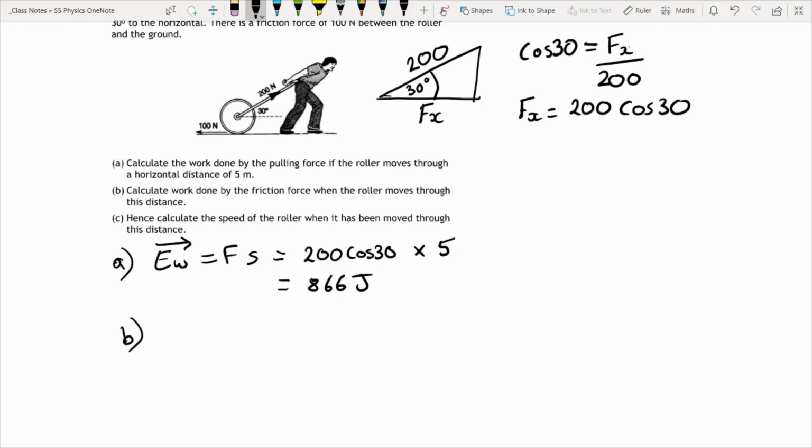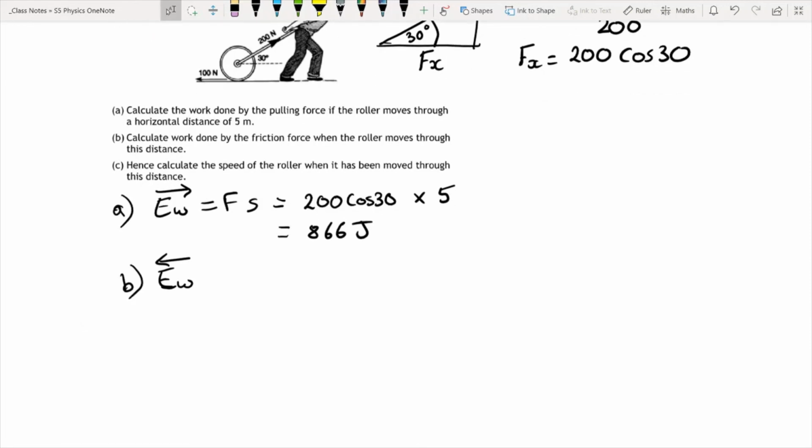Okay. B, this is where you're probably, yeah, you went too far ahead. So B, the work done by friction when the roller moves through this distance. So we're looking at the friction separately. So I'm going to put an arrow back the way. Is the force of friction times by the distance moved. So that will be, the friction was 100, wasn't it? So 100 times 5. So 500 joules.